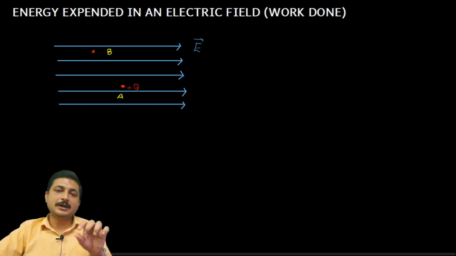Otherwise, what is going to happen to Q? The force will be in this direction, because the electric field is in this direction. This Q will have a tendency to move in this direction. So I am holding that Q and pushing it in this direction to reach B. I am moving it a small distance to reach B.